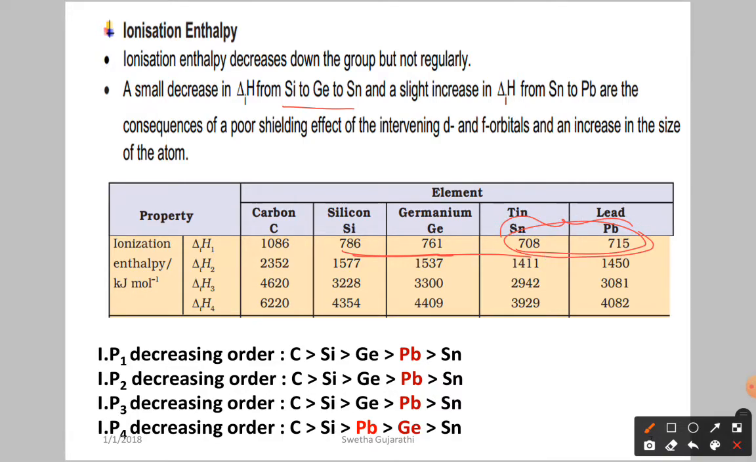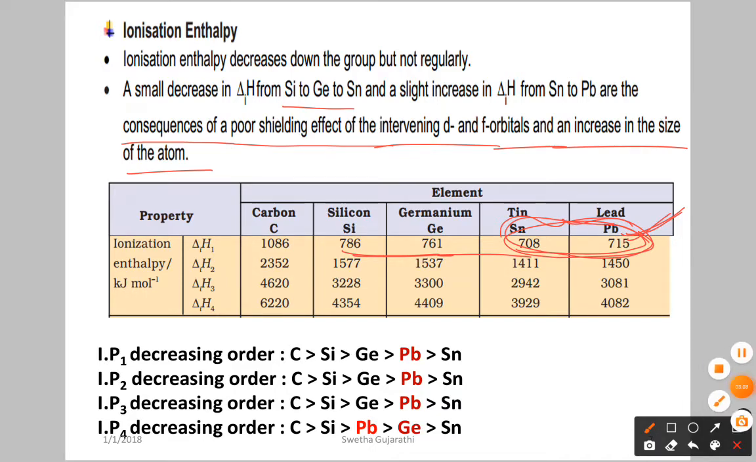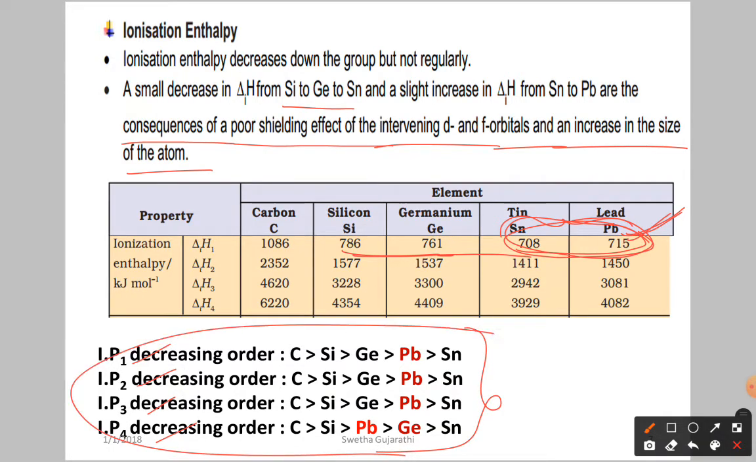Why? Because of the consequence of the poor shielding effect of the intervening d and f orbitals, together with the increase in size of the atom. In the case of lead, the d and f orbitals have a poor screening effect, so the outermost electron is attracted more by the nucleus. Here we have the first, second, third and fourth ionization potential order. Just for convenience I made this, so you need not remember it much.